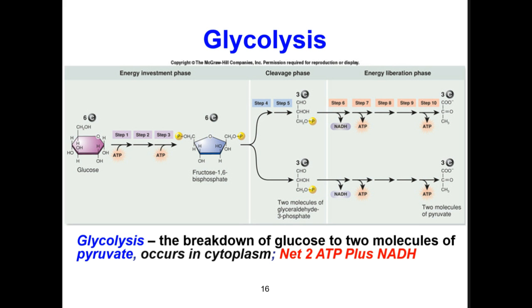Let's talk about glycolysis. In glycolysis, glucose is broken down to 2 molecules of pyruvate, which occurs in the cytoplasm. We use a little bit of ATP to do this process, and then we net 2 ATP plus NADH. NADH is going to store electrons and protons in order to use them later in the process.